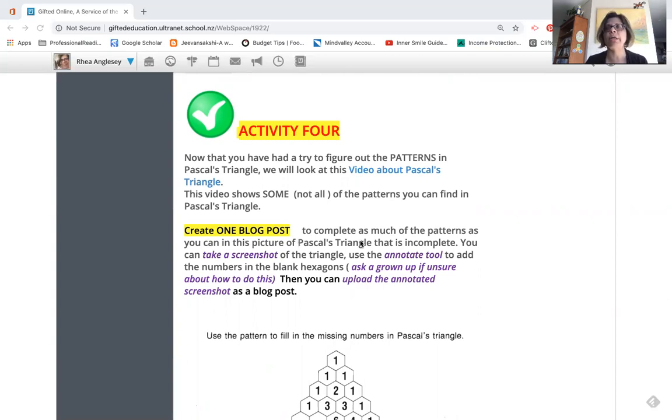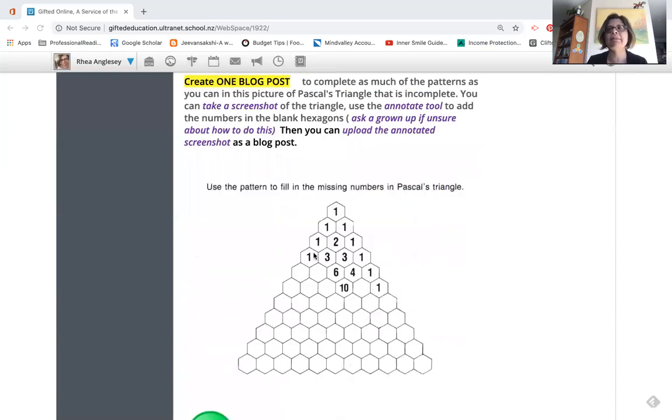Create one blog post to complete as much of the patterns as you can in this picture of Pascal's triangle that is incomplete. You can take a screenshot of the triangle. Then, on your computer, if you take a screenshot, you can annotate or add things to that screenshot. You may ask a grown-up if unsure of how to do this. Most grown-ups know how to do that. And then you can upload the annotated picture on your blog post. And here is your incomplete Pascal's triangle with empty hexagons for you to fill in once you figured out the pattern. Okay, so you can have a lot of fun with this. Don't rush it. You've got 2 weeks, remember.